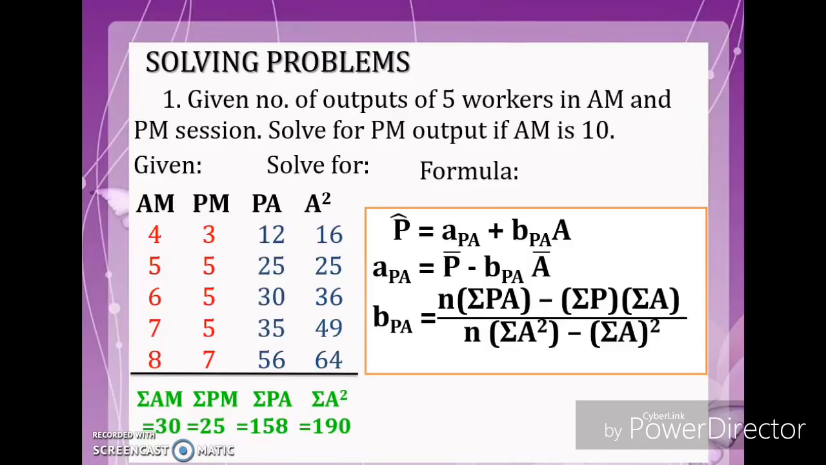Then sa values ng PA, 12 plus 25 plus 30 plus 35 plus 56 is equal to 158. So, summation of PA is 158. Then sa values naman ng A squared, 16 plus 25 plus 36 plus 49 plus 64 is equal to 190. So, the summation of A squared is 190.